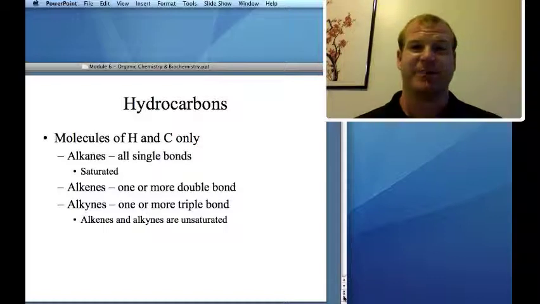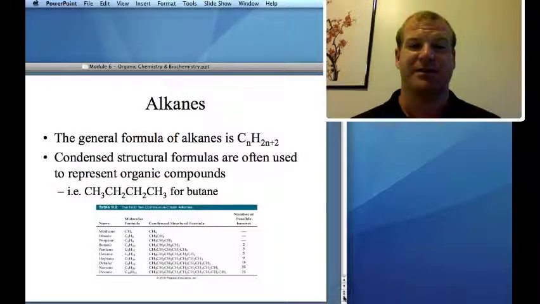So let's start with the simplest, and a celebrity Jeopardy question is, what type of atoms are in hydrocarbons? Well, hydrogen and carbon only. And there are 3 types: alkanes, alkenes, and alkynes. Alkanes are all single bonded, also known as saturated. Alkenes and alkynes are called unsaturated, and alkenes have 1 or more double bonds, and alkynes have 1 or more triple bonds.